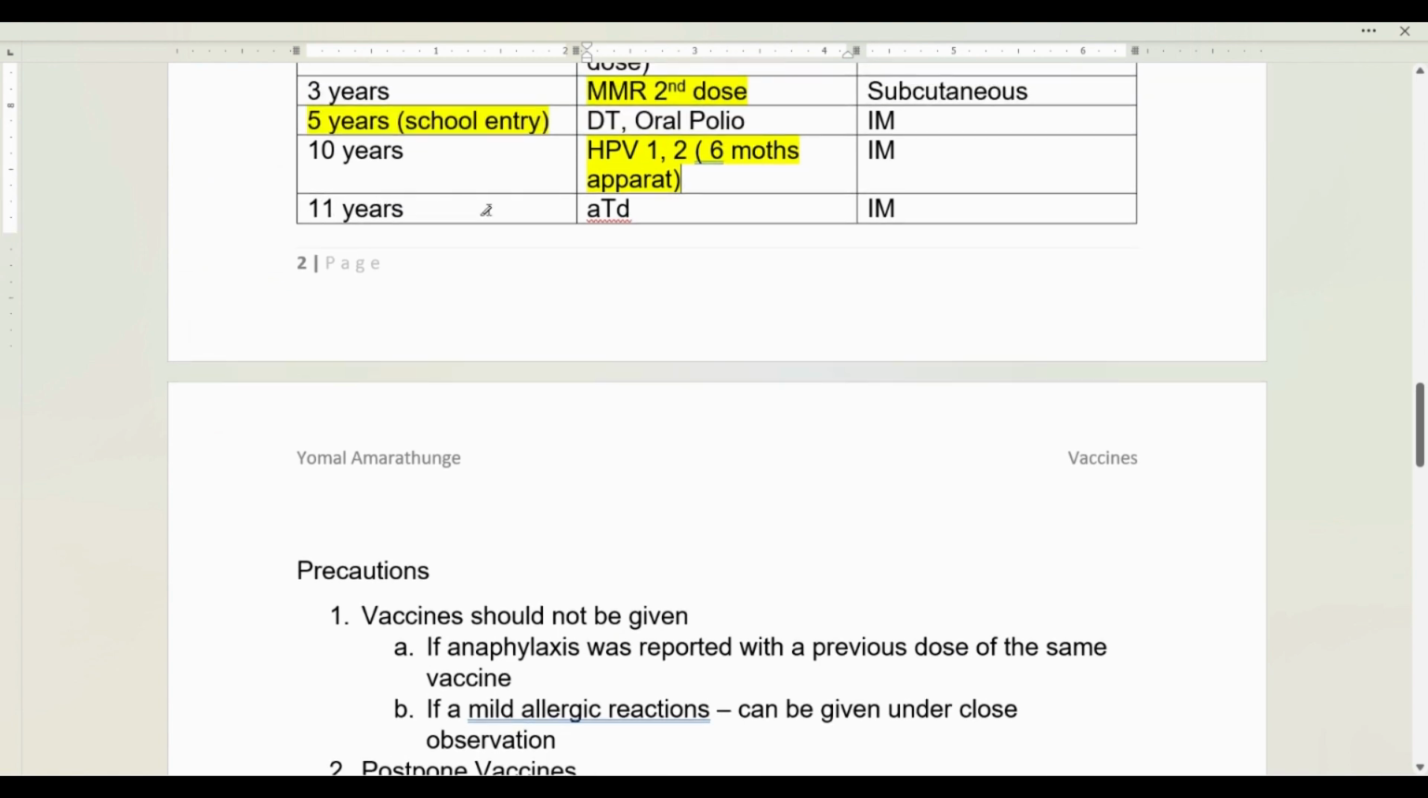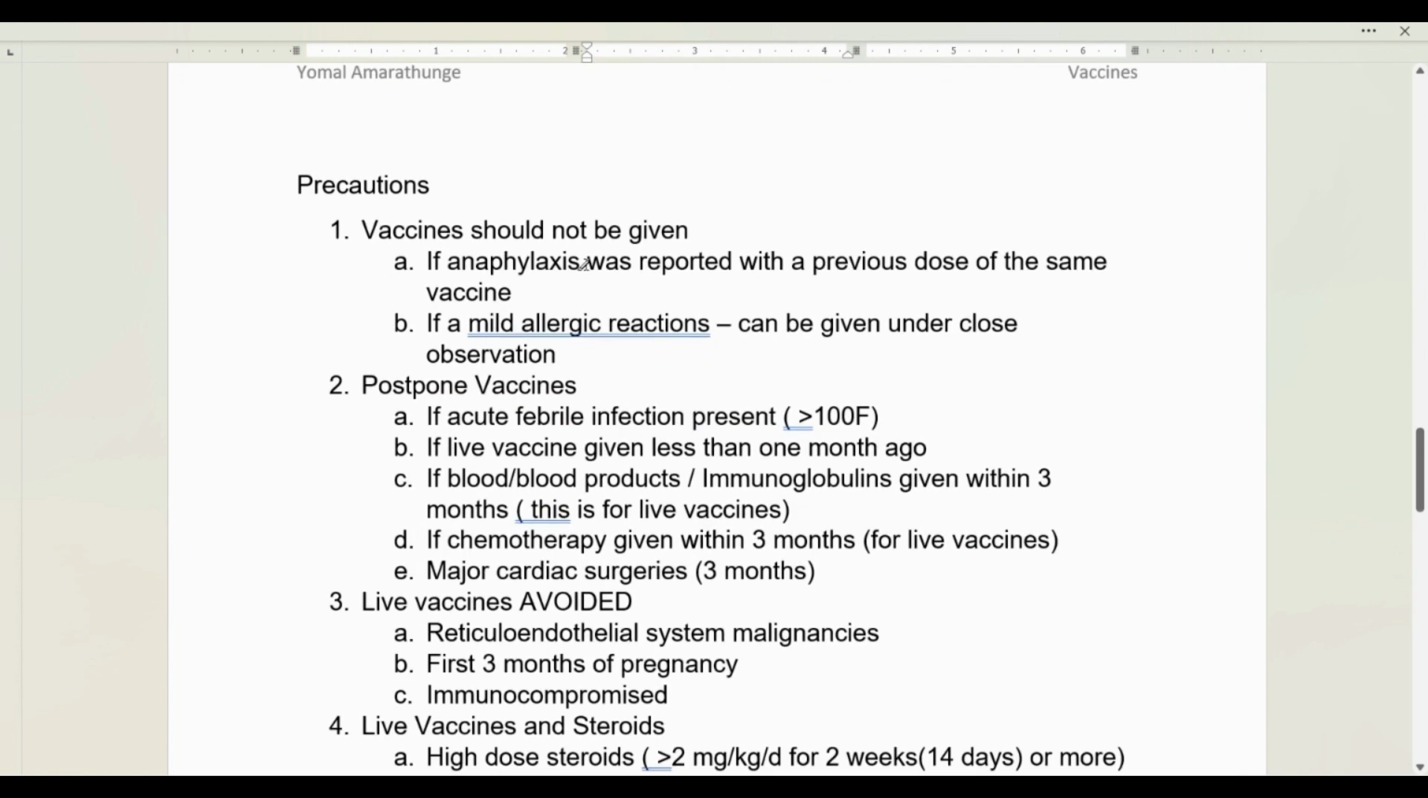It can be given to 11 to 15 years also. So usually given at 11 years. So now let's talk about precautions and important things about vaccines, about multiple vaccines, delays, and everything.